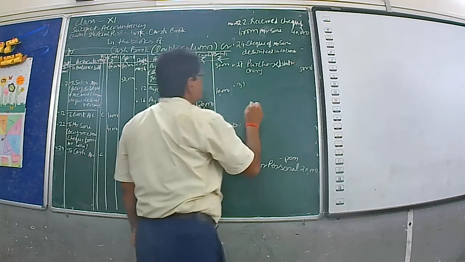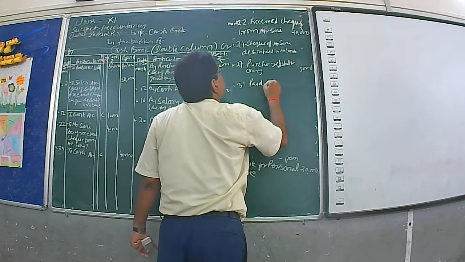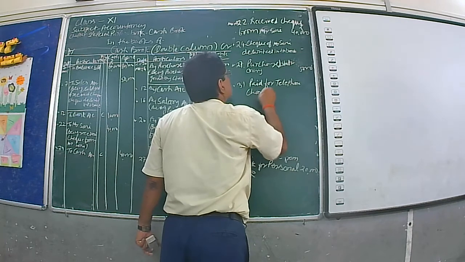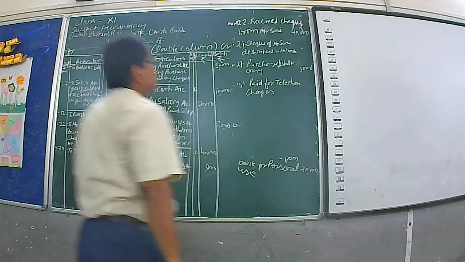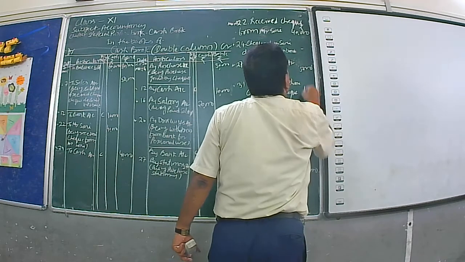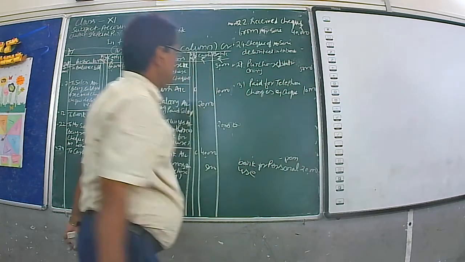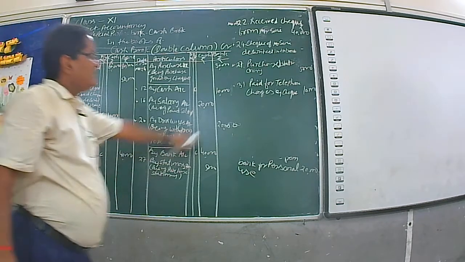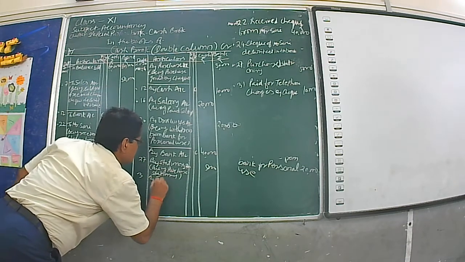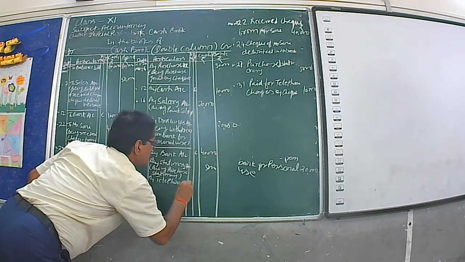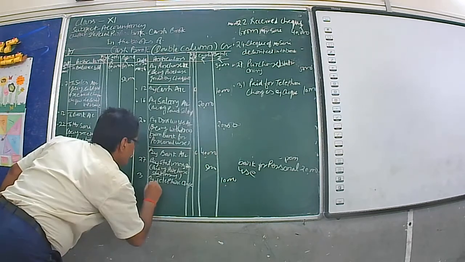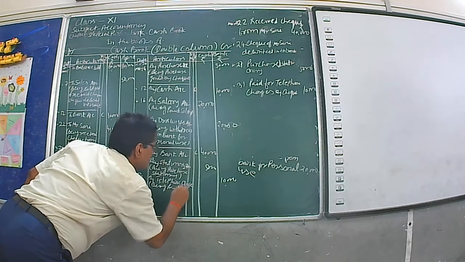Next, 31st March, paid for telephone charges by check rupees 10,000. Journal entry will be telephone charges account debit to bank. The date will be 31st, by telephone charges. Amount will be 10,000 in bank, being paid telephone charges.